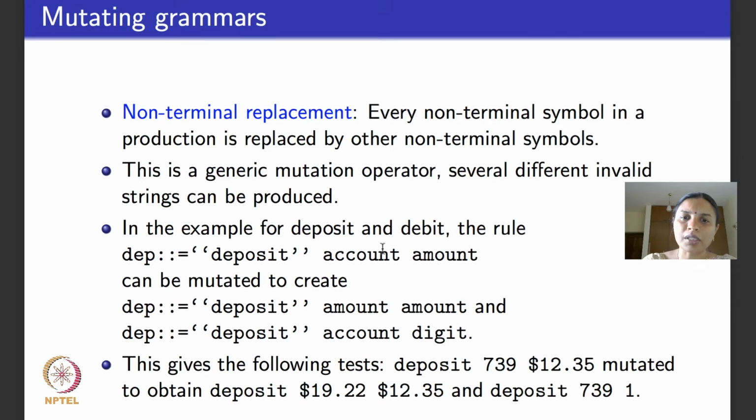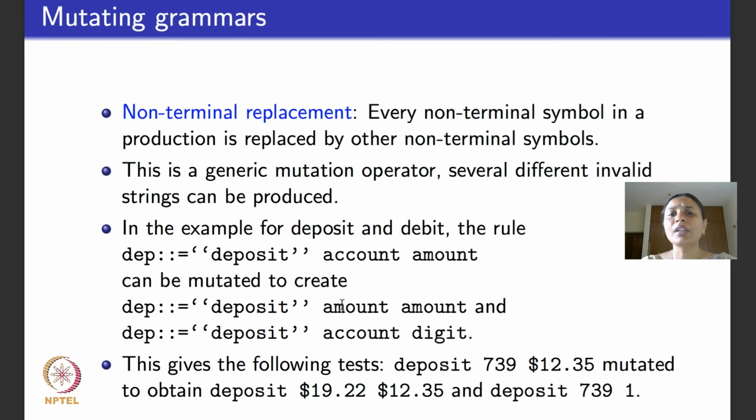Which are the non-terminals here? The non-terminals are amount and account. Deposit within quotes is a terminal string. It's meant to be fixed. It's meant to indicate a keyword called deposit. So the non-terminals are amount and account. If I consider this mutation operator, I can replace amount with account, amount with something else, and so on. That's what the first mutation does. In the first mutation, I have taken this production rule and replaced the non-terminal account with another occurrence of the non-terminal amount.